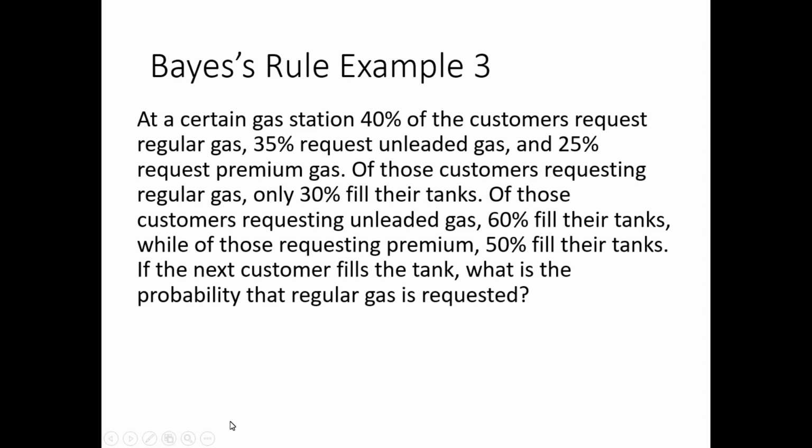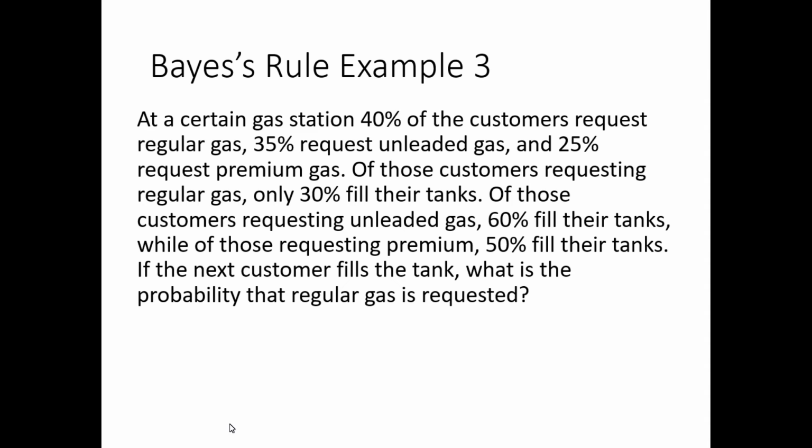Last example here: at a certain gas station, 40% of the customers request regular gas, 35% request unleaded gas, and 25% request premium gas. Of those customers requesting regular gas, only 30% fill their tanks. Of those requesting unleaded gas, 60% fill their tanks, while of those requesting premium, 50% fill their tanks. If the next customer fills the tank, what's the probability that regular gas is requested?